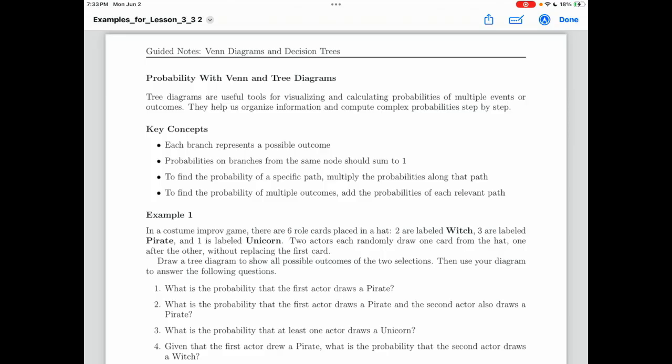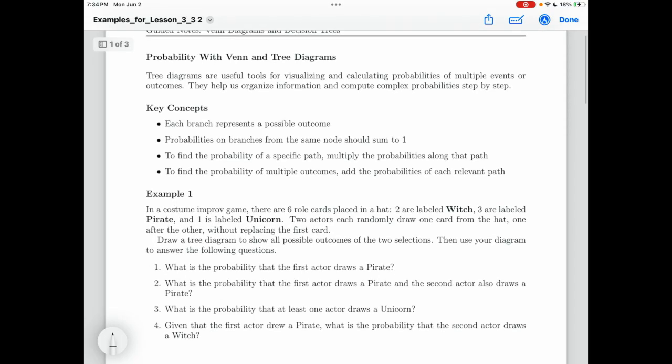Tree diagrams specifically help us when we have events that happen in a sequence and we have some conditional probabilities, like choosing one item after another. And then Venn diagrams, on the other hand, are great for analyzing groups that maybe overlap with different sets. Let's start with tree diagrams.